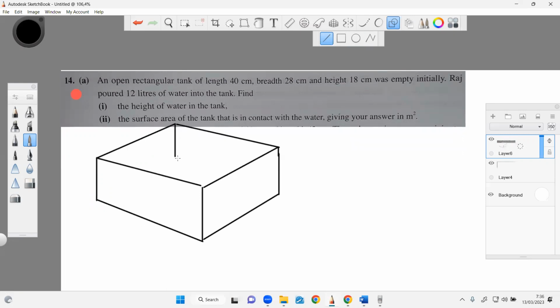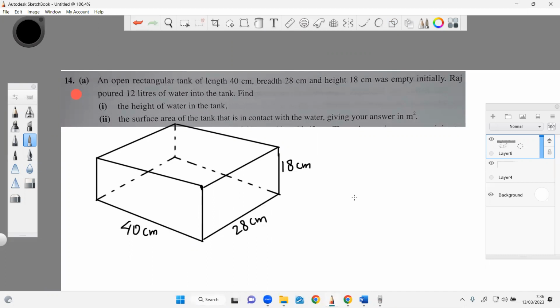Okay, this is the open rectangular tank, which has, I forgot to erase the unseen part, the back part of the open rectangular tank. Open means we don't have anything on top, right? Length 40 cm, breadth 28 cm, and the height was 18 cm.